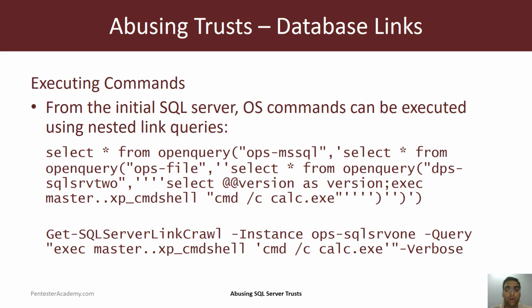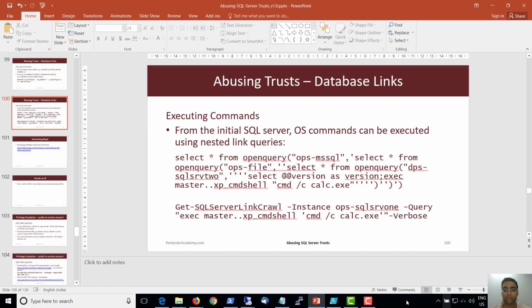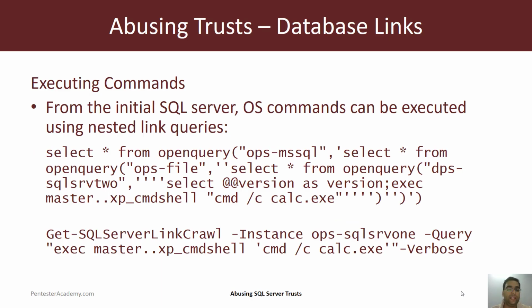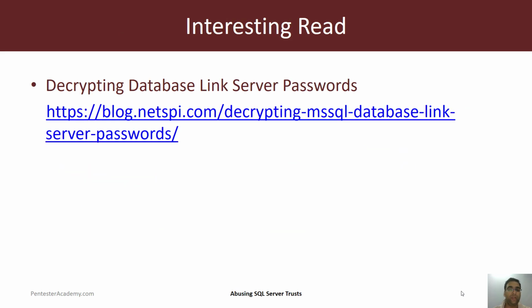We can not only execute commands, we can also extract data. Even if we cannot execute commands on the database there, we can at least access the data stored on that particular database, which in most cases is the absolute final target of any red team operation, to get access to some interesting piece of information. Of course, you can decrypt database link server passwords as well. You may like to refer to this blog post for that. I'm not going to cover it.